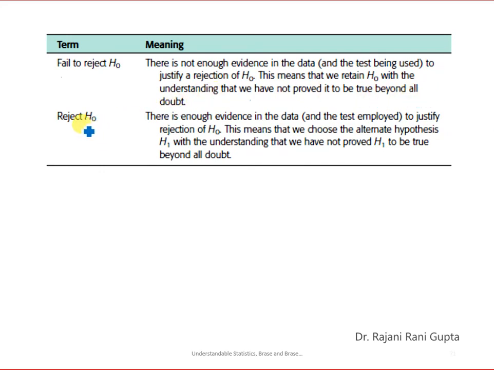And once we are rejecting H naught, what does it mean? There is enough evidence in the data and the test employed to justify rejection of H naught. This means that we choose the alternative hypothesis H1, or sometimes known as HA, with the understanding that we have not proved HA to be true beyond all doubt. So we are rejecting H naught, but we are not saying that HA is necessarily true. We are just rejecting the null hypothesis.